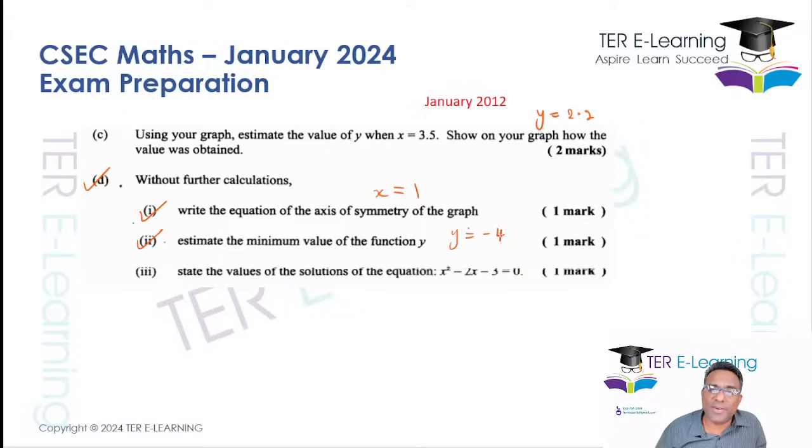That's the lowest value that y can take. It is -4. And then the third part now, state the values.